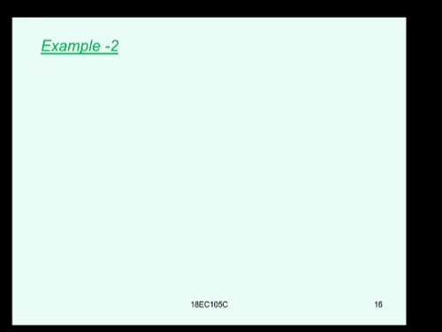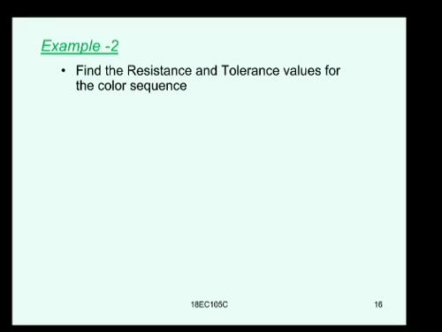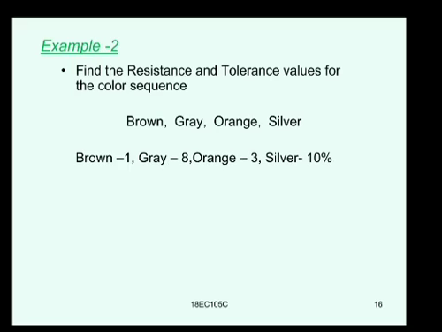Let us see another example. Let us look into the second example. The given color sequence is brown, gray, orange, and silver. We know the value of brown is 1, gray stands for 8, orange is 3, silver is a tolerance of 10%. So the resistance value will be, how much will it be? 1, 8 and 3 zeros. That will be 18 kilo ohms. The tolerance given here is 10%.